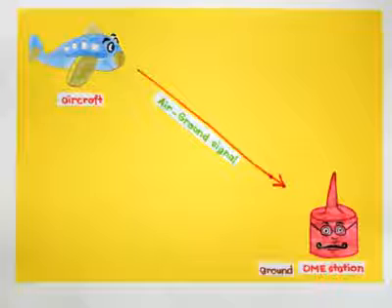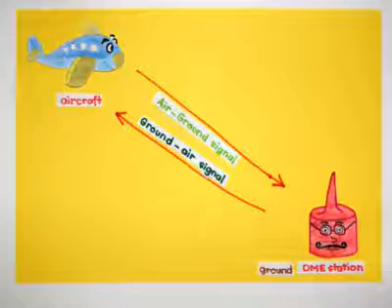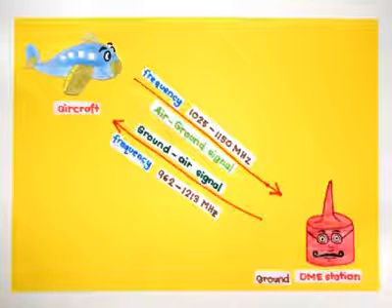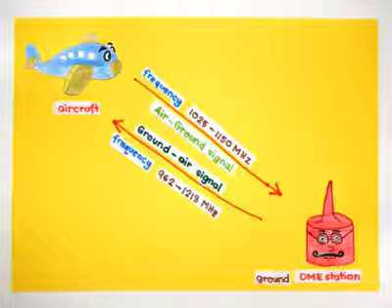This is the air-to-ground signal, while this is the ground-to-air signal. The air-to-ground transmitted frequencies are from 1025 to 1150 MHz, while the ground-to-air transmitted frequencies are from 962 to 1213 MHz.